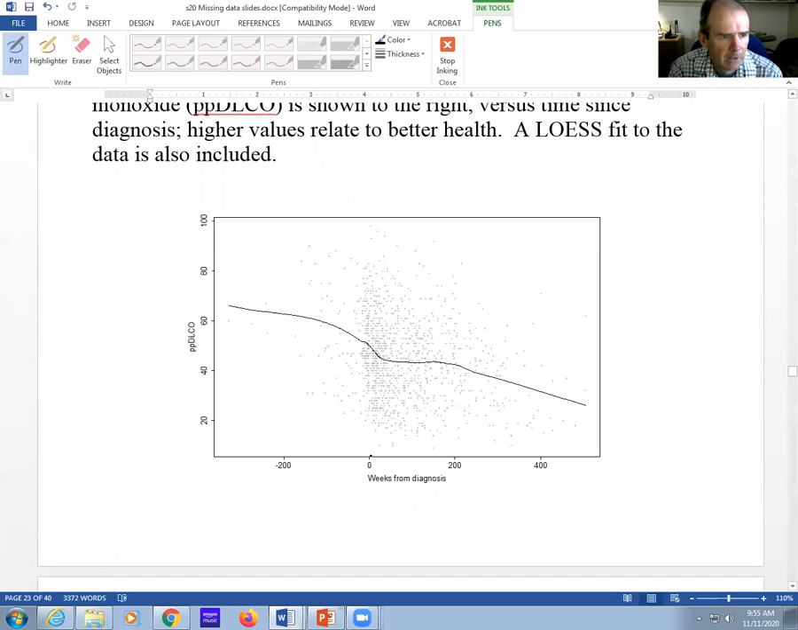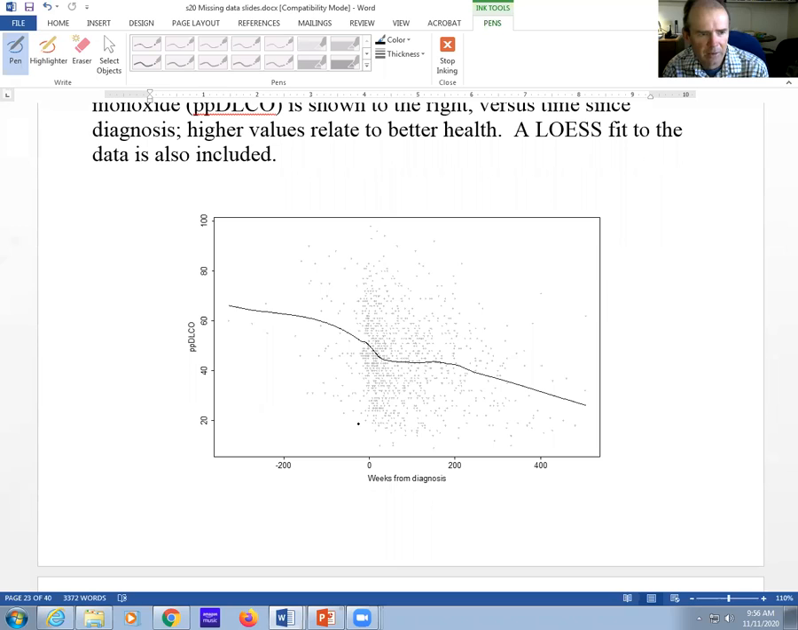So we have time 0 here, and measurements before that would be before they were actually diagnosed. Then you can see that for most subjects, you start getting a lot more data once they're diagnosed. But the interesting thing is there's kind of a linear pattern, but you see a drop in that function, and then it kind of balances out. For a while I was like, that's interesting. I better try a spline function to model that, right?